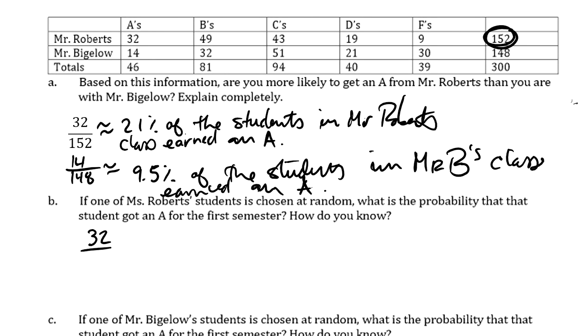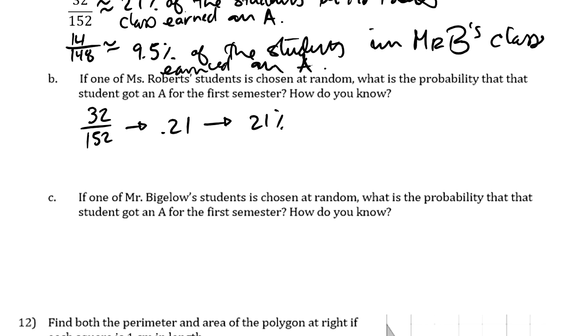It's still the 32 out of 152, which is about 0.21, which is about 21%. So that's the probability. 21% of the time I would expect, if I'm choosing one truly at random, that 21% of the time I get one who said they had an A. For Mr. Bigelow's class, it was 14 out of 148, which is 0.095, which is about 9.5%.